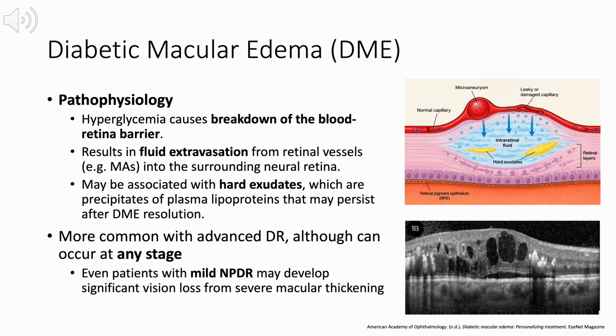This slide contains two figures. The first is a diagram of a retinal capillary in cross-section, illustrating the breakdown of the blood-retina barrier, with fluid depicted moving out of the vessel lumen and into the surrounding neural retinal tissue, the schematic representation of everything we just described. The second is an OCT B-scan through the macula, showing the retinal layers in cross-section with pathologic thickening of the central macula and hyporeflective cystoid spaces within the retina, representing accumulated intraretinal fluid.